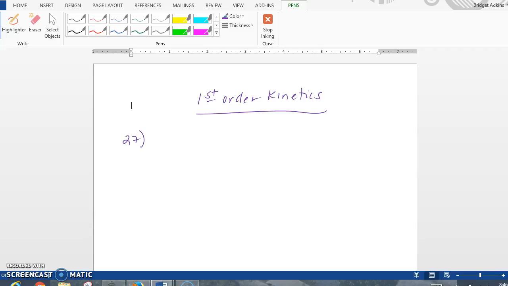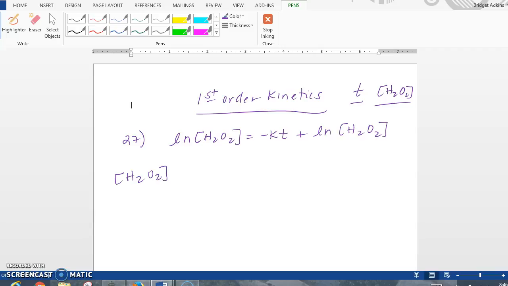So on 27, they give you concentration of H2O2 versus time. So they have time here, and they have the concentration of H2O2. Since we know that this is first order, it'll follow the integrated rate law for first order kinetics: ln[H2O2] = -kt + ln[H2O2]0. In the problem, they want us to solve for the concentration of H2O2 after 4,000 seconds. If you look at your table, it goes up to 3,600 seconds, and so they're asking for a value beyond that point.